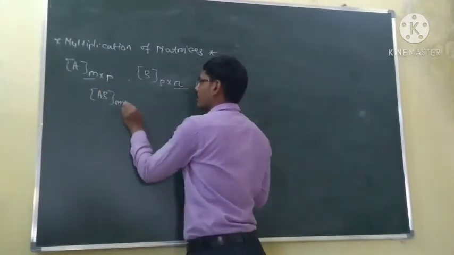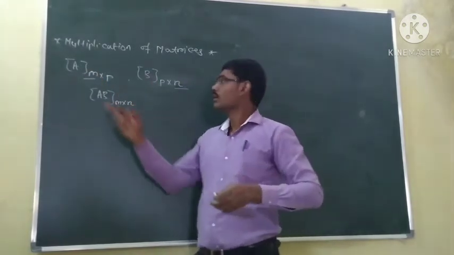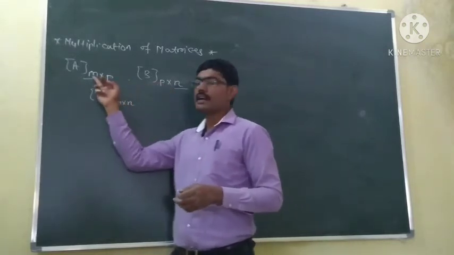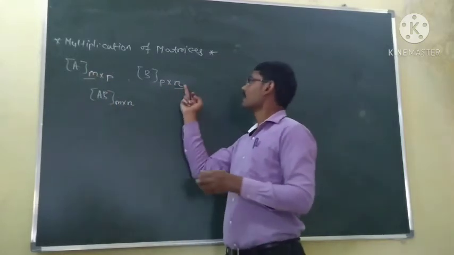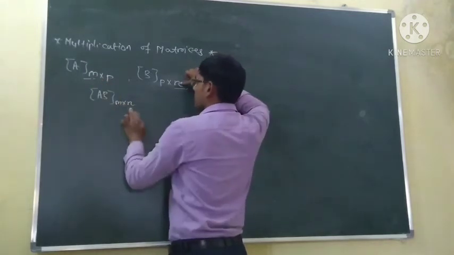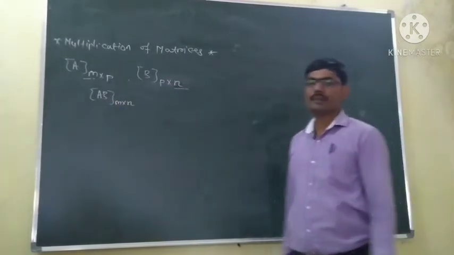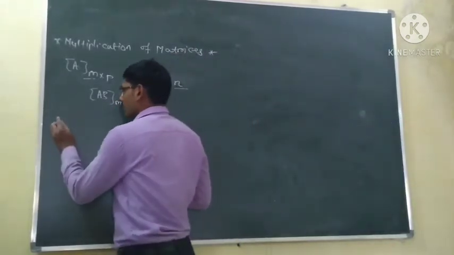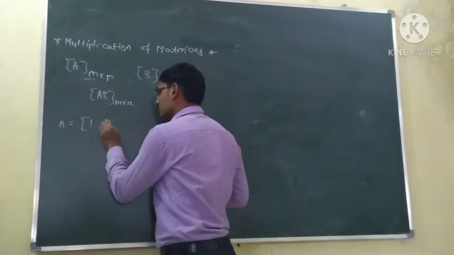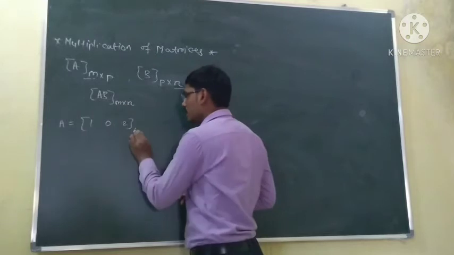For two matrices to be multiplicable, the number of columns of the first matrix must be equal to the number of rows of the other matrix. So my matrices must be of type M by P and P by N, and the order of the product matrix AB is always M by N. The P does not get involved in the order. For example, we will take two examples. Let matrix A be the row matrix 1, 0, 2. The order of this matrix is 1 row, 3 columns.